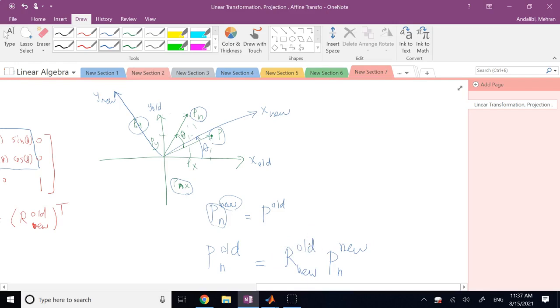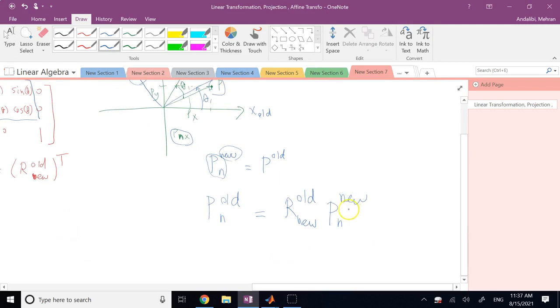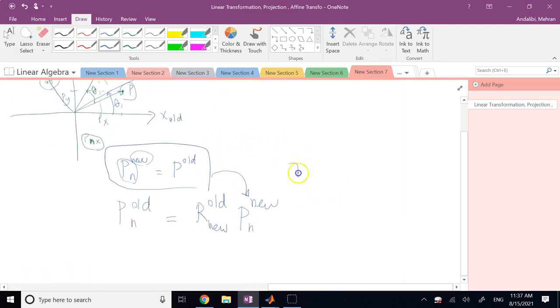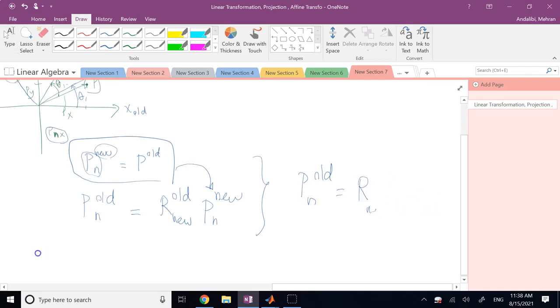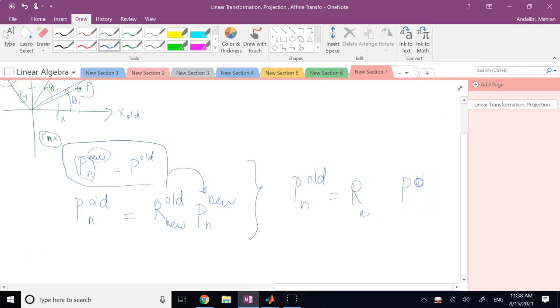Correct? And for P of n with respect to the new frame, you replace it with what? You replace it with P old. So from these two, you'll get Pn in old is what? Rotation of new with respect to old times P old. But what is this rotation of new with respect to old? If you remember, this is a rotation of z with angle theta.